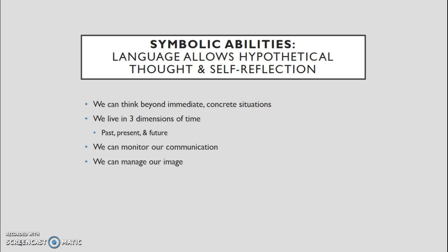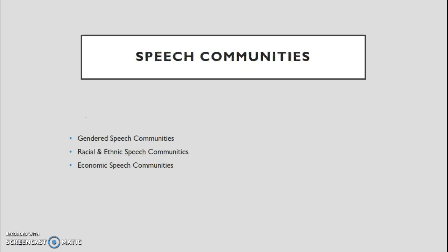We can always manage our image using symbolic abilities, right? So if you think about social media, a lot of people are able to manage and organize their images online or their identities online through the use of hashtags, through the use of certain language, through the use of words that they use to describe themselves. And some of that may be true, or some of that may just be who they are in that digital landscape. So keep in mind that we are always managing our image as it concerns the language that we're using.